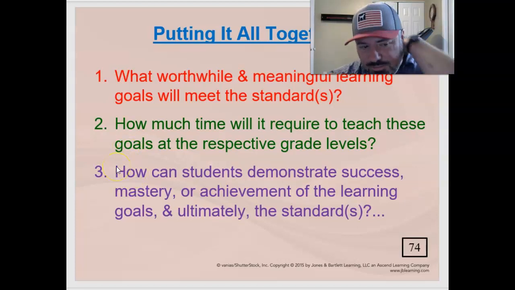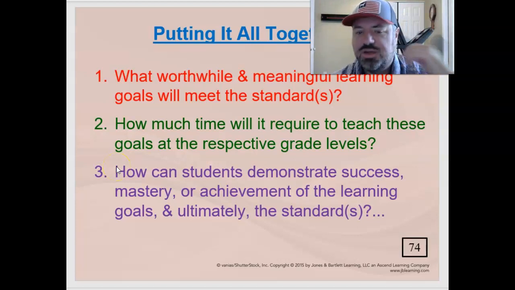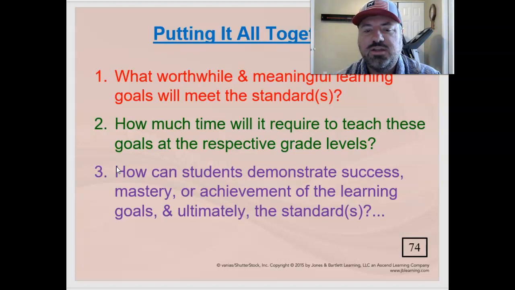Then number 3, how can students demonstrate success, mastery, or achievement of the learning goals and ultimately the standards? Do we have some integrated assessments along the way? Are we allowing students some chance to continue towards mastery? Once they master an activity, can they move on to the next? Or if they don't master it, do they need to stay on and keep working on it?